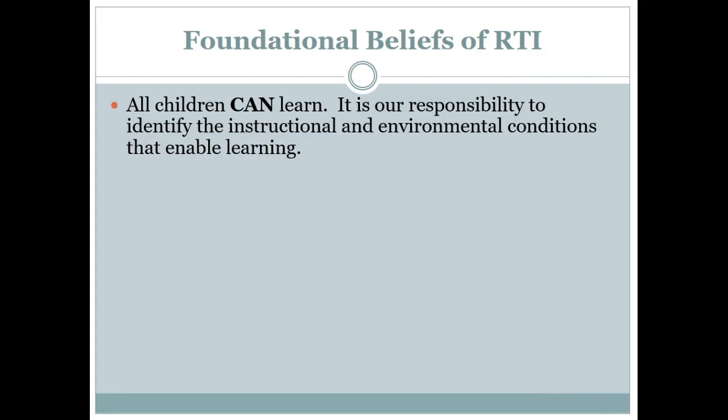The first one is that all children can learn, and it is our responsibility to identify the instructional and environmental conditions that enable learning. So the idea of the self-fulfilling prophecy: if you don't have high expectations, you don't think they can achieve it, they're not going to rise to meet your expectations. So we need to have high expectations of students. We need to believe that they all can learn, and we can. And it is our responsibility to find the optimal conditions under which they can learn.